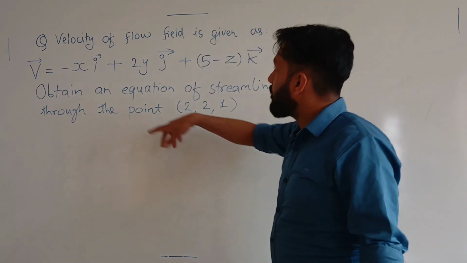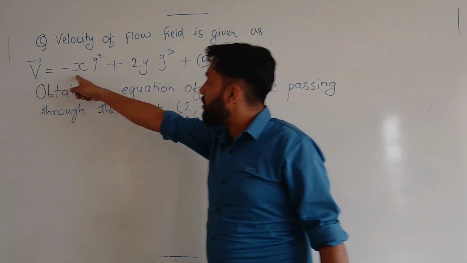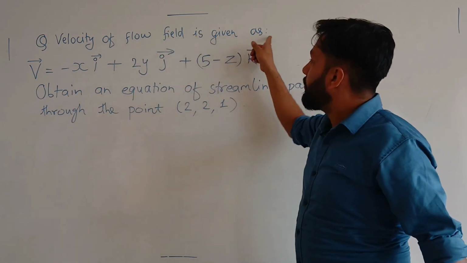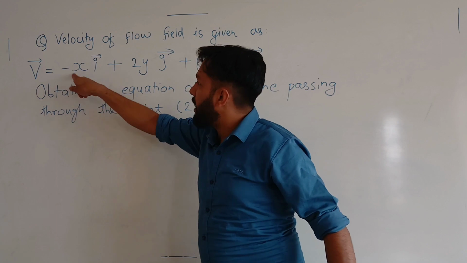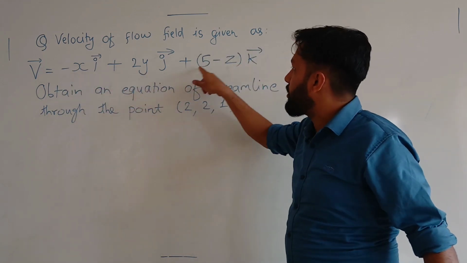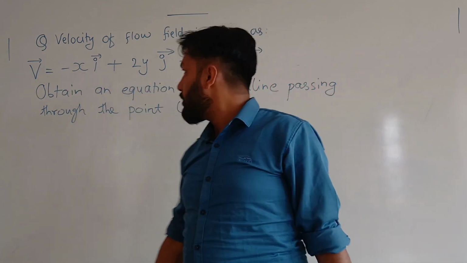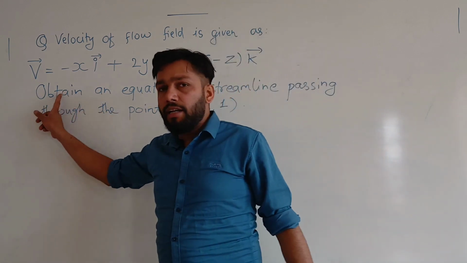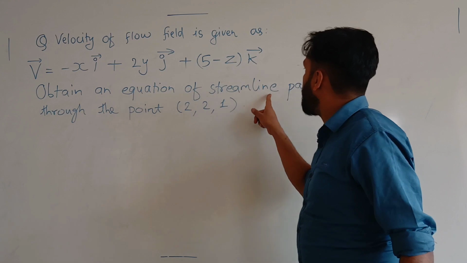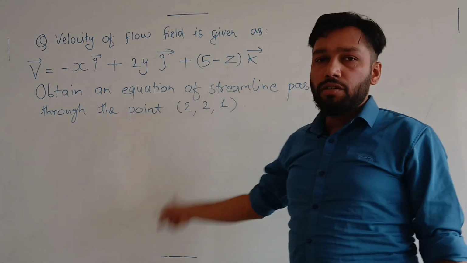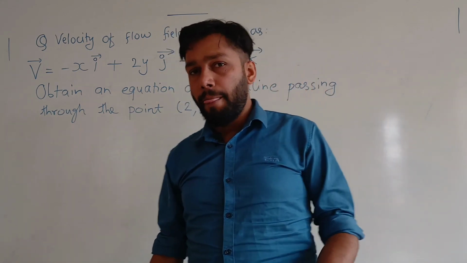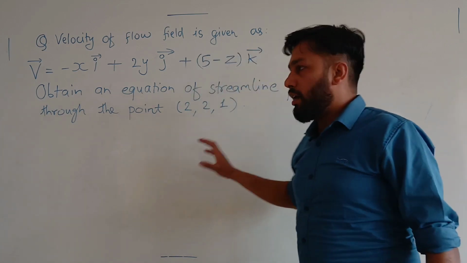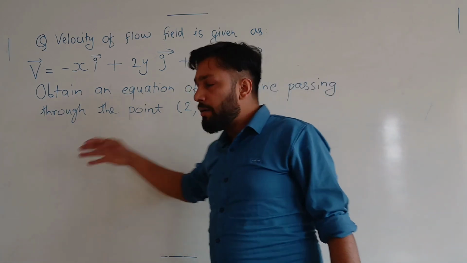Now I have taken a question which is a three-dimensional velocity field. You can see here the velocity of the flow field is given as V vector equals minus x i vector plus 2y j vector plus (5 minus z) k vector. This question aims to determine the equation of the streamline passing through the point (2, 2, 1). This might be very useful to you for the final examination, so please watch it meticulously.